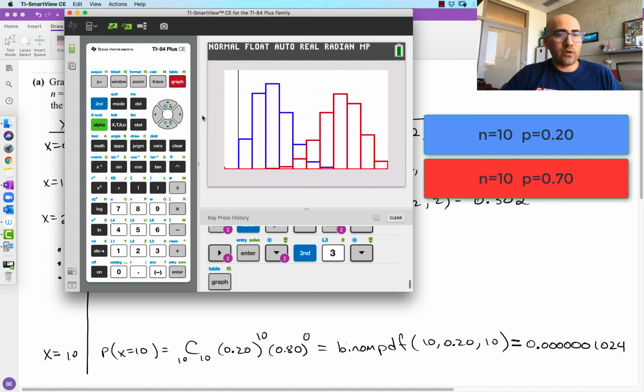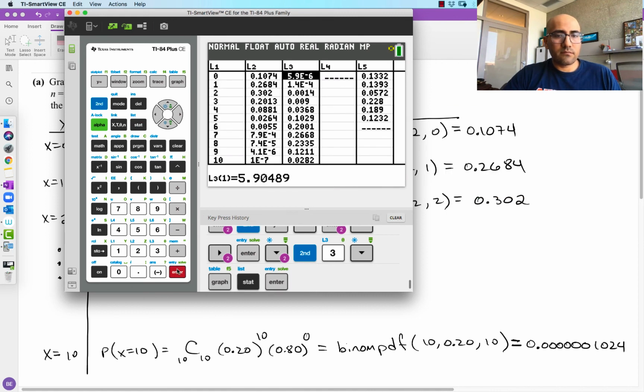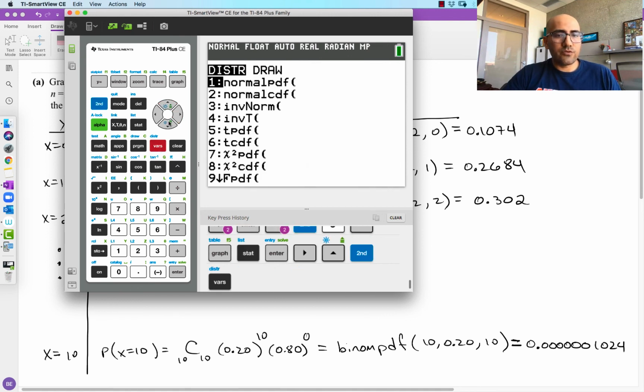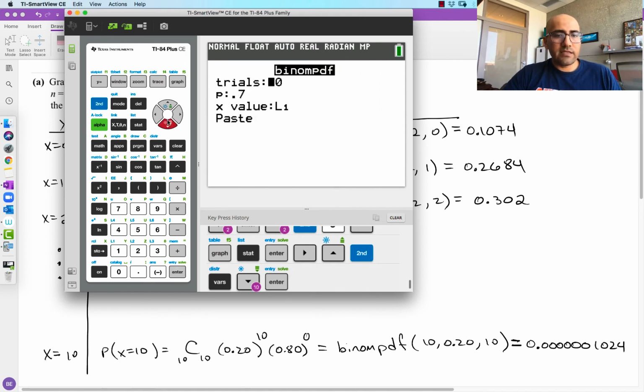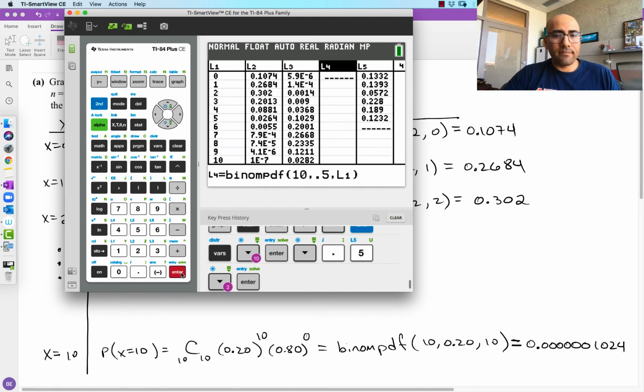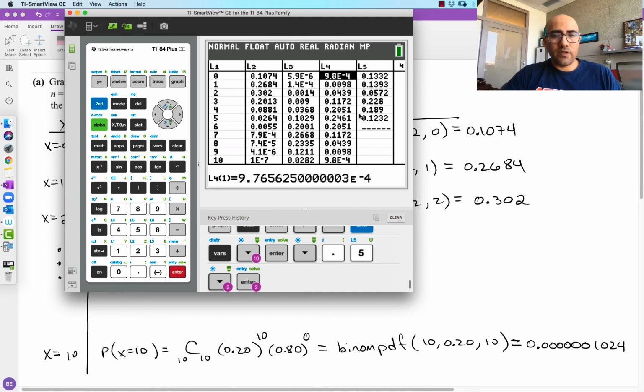And now let's do one last one. Edit, to the right, go up. Let's do one last one. Stat, distribution. Let's go to Binomial PDF. And now let's say that it's exactly 0.5, L1, paste, enter. So now we have those values.